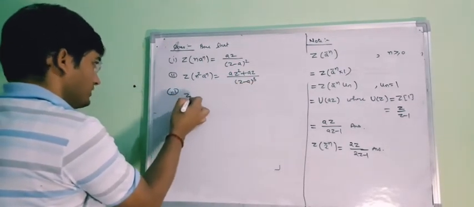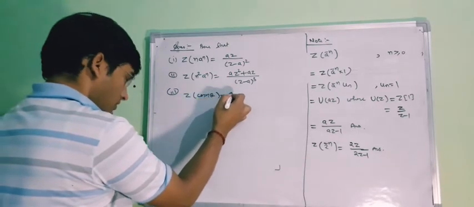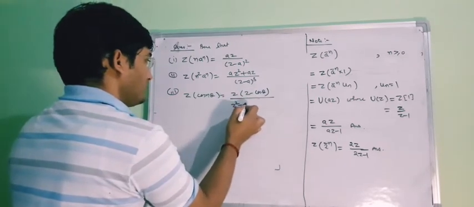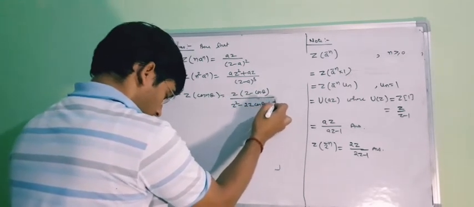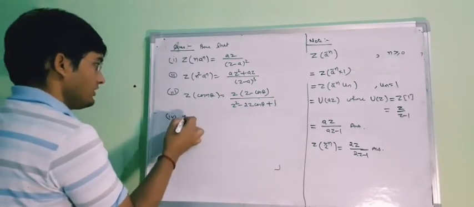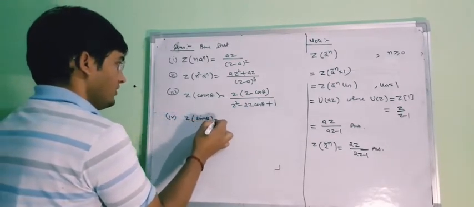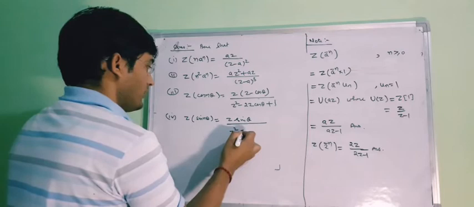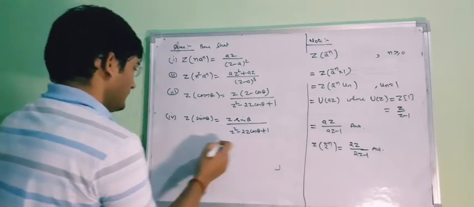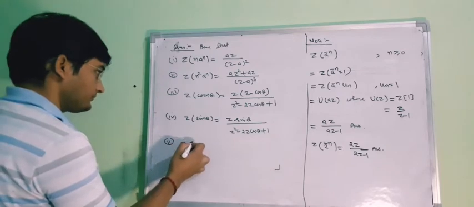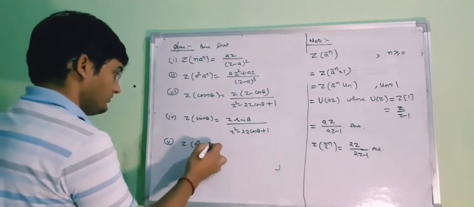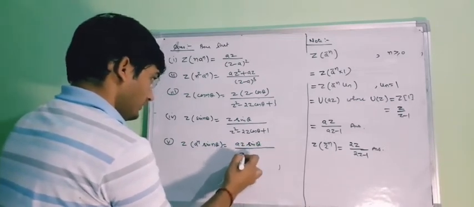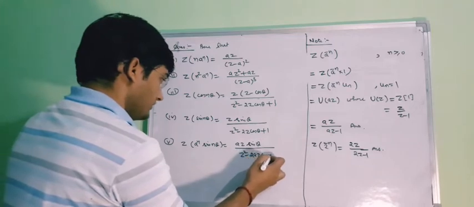Then the third one, Z transformation of cos n theta is equal to z into z minus cos theta upon z square minus 2z cos theta plus 1. Then we have the Z transformation of sin n theta, which is equal to z sin theta upon z square minus 2z cos theta plus 1. Then we have the Z transformation of a power n sin n theta, which is az sin theta upon z square minus 2az cos theta plus a square.